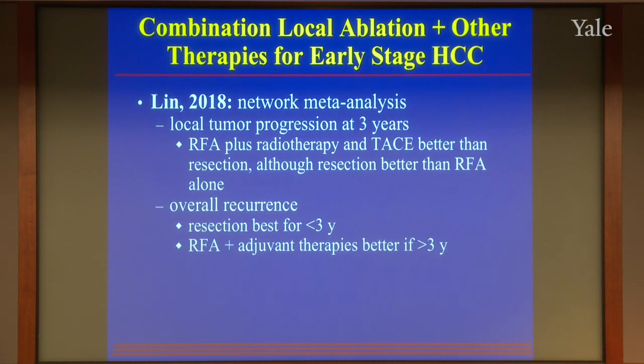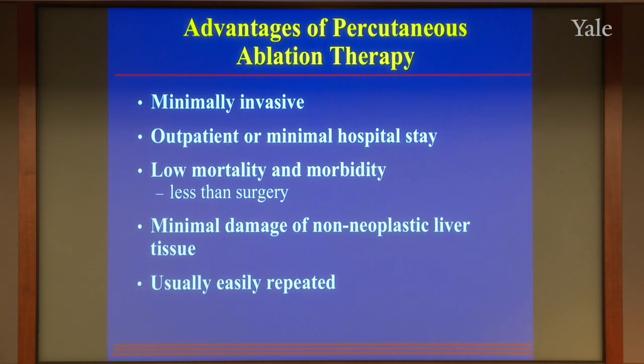And in this study, it was a network meta-analysis. They looked at local tumor progression at 3 years in patients treated with a combination of local ablation and a variety of other treatments. They found that for local tumor progression at 3 years, RFA plus radiotherapy or TACE was better than resection, although resection was better than RFA as a sole treatment. And for overall recurrence, resection was best for less than 3 years, but this combination of RFA with some adjuvant therapy was better at greater than 3 years.